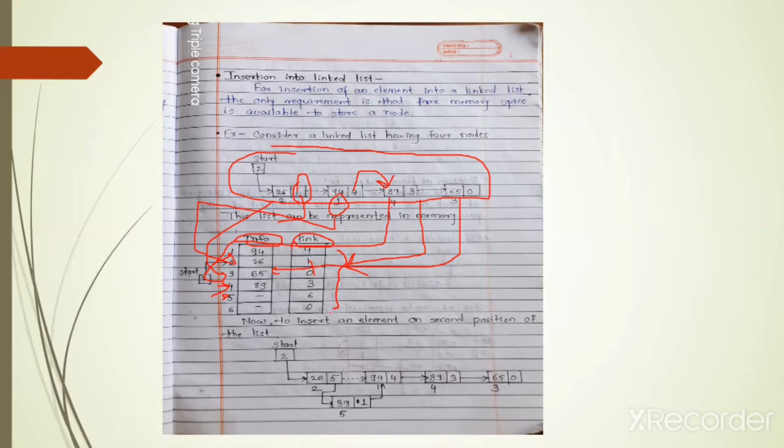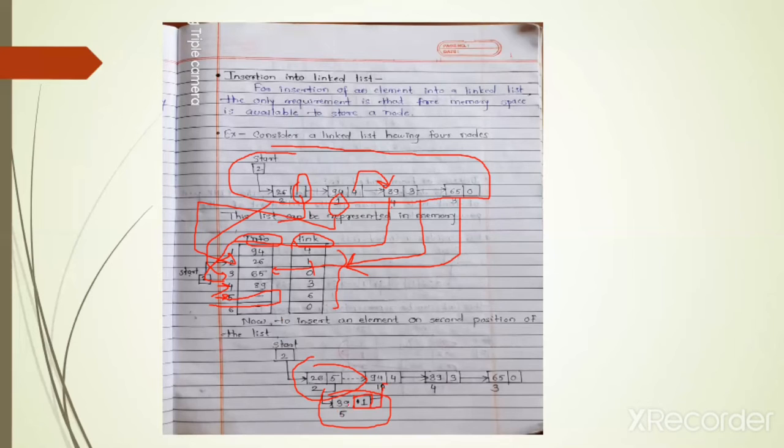Now, to insert an element, suppose we have to insert an element on the second position of this list. Now at first position 26 is stored here, we have to insert 39 here. Now the fifth block is blank in the memory, so we store 39 at the fifth block. So address of 39 is 5, and its link part contains address of 90, that is address of the third node.